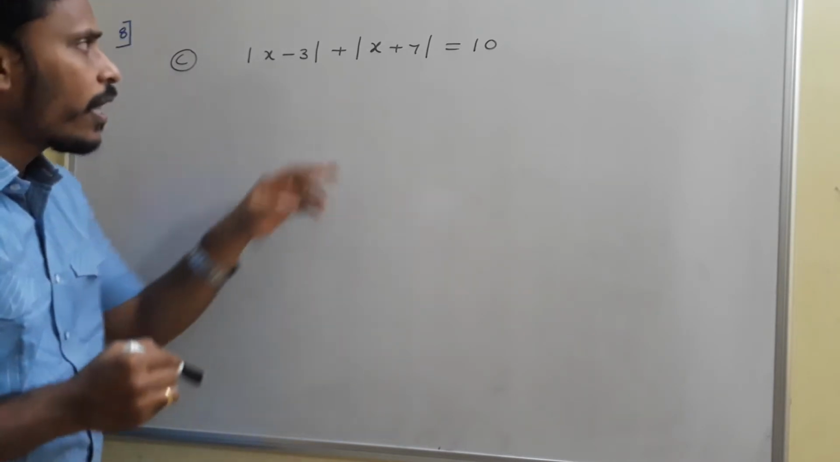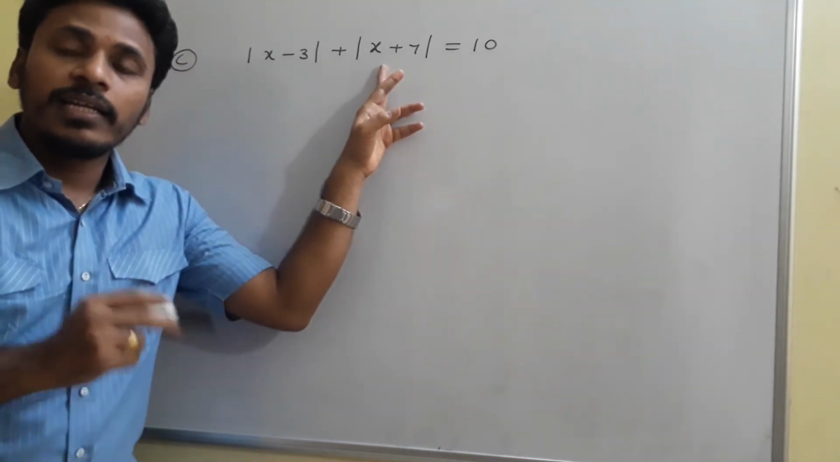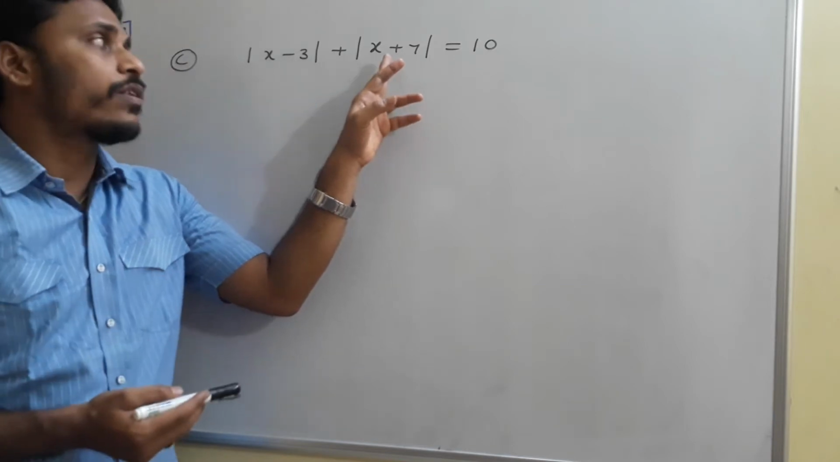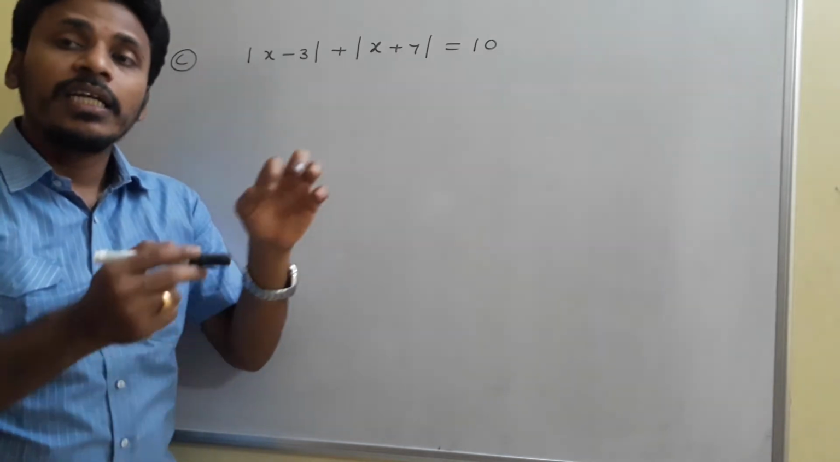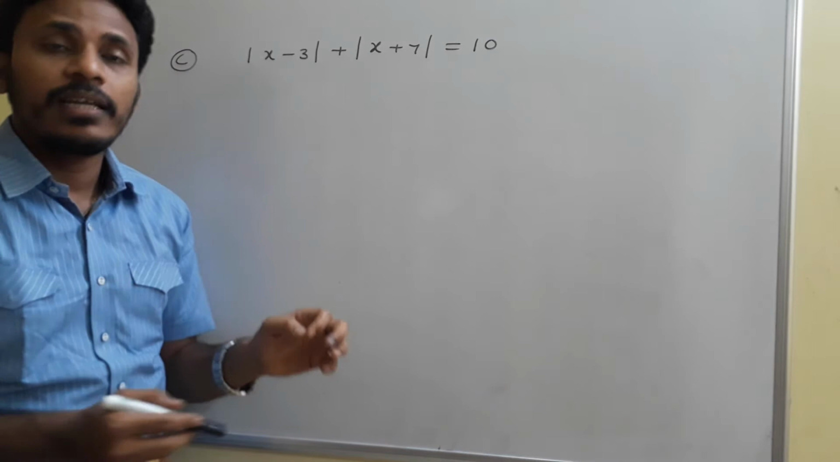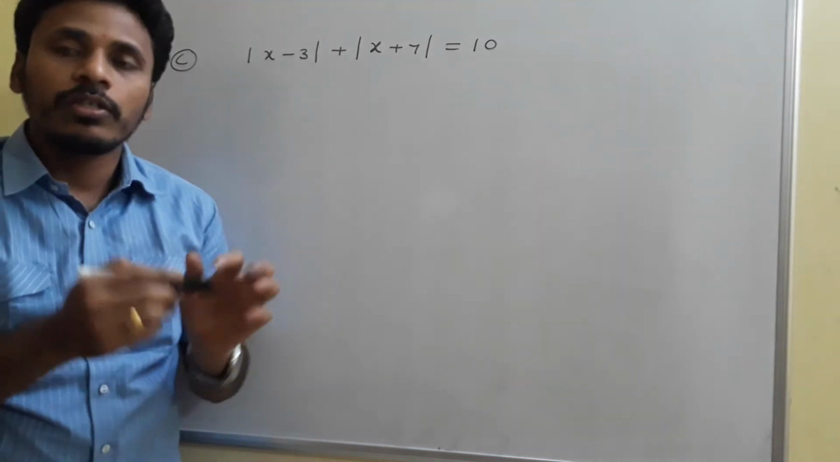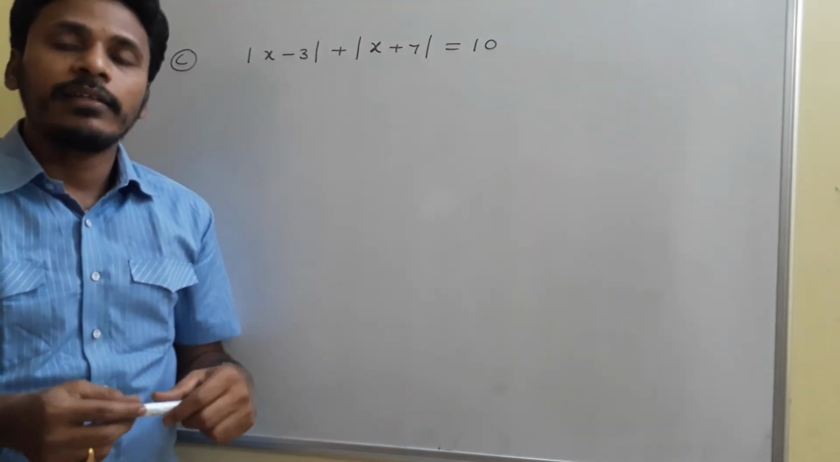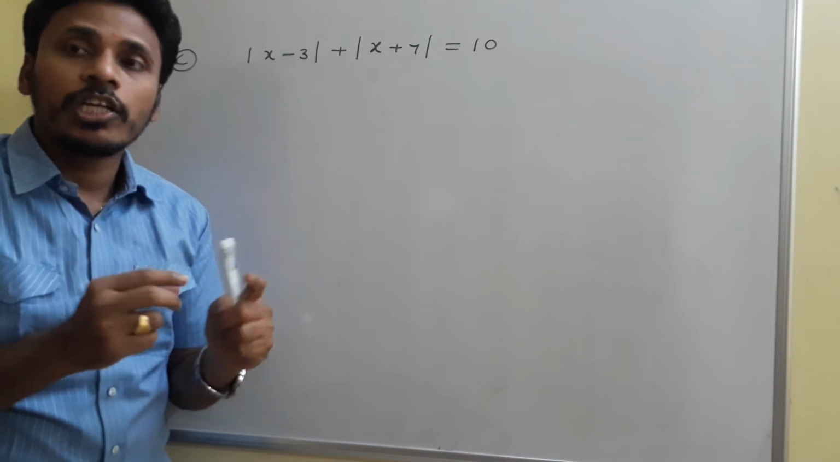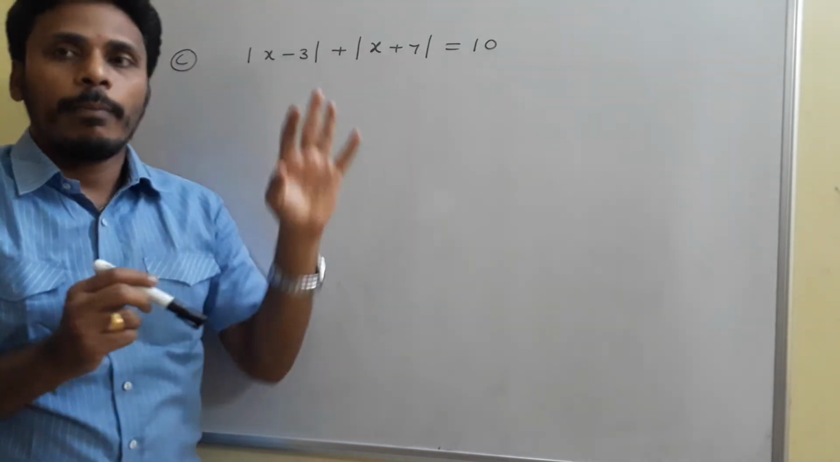In the same way, minus 7 will decide the positive or negative nature of this x plus 7. At the end, 3 and minus 7 will decide the natures of these two modulus to remove those. So we need to pay our attention on the numbers 3 and minus 7.